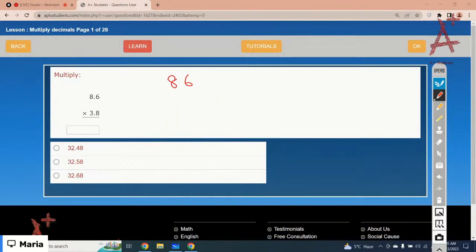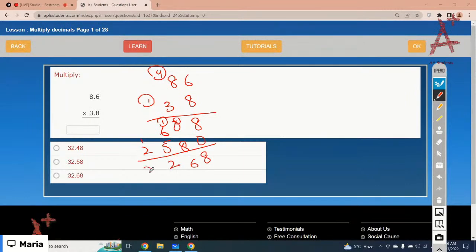86 times 38. 8 times 6 is 48, 8 and carry 4. 8 times 8 is 64, and 64 plus 4 is 68. So here you have 8, 6. 3 times 6 is 18 and carry 1. 3 times 8 is 24 and 1 is 25. 0. 8 and 8 is 16, 6 and 1 carry. 6 plus 1 is 7. 5 plus 7 is 12, 2 and 1 carry, it would be 3. Okay, now it is 3268.